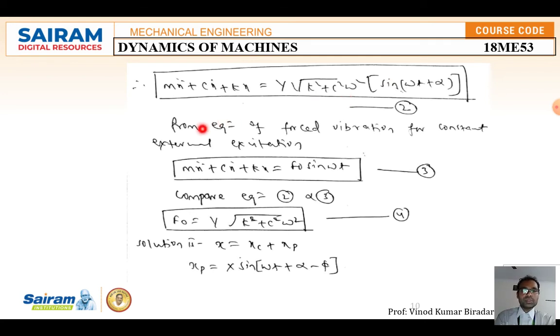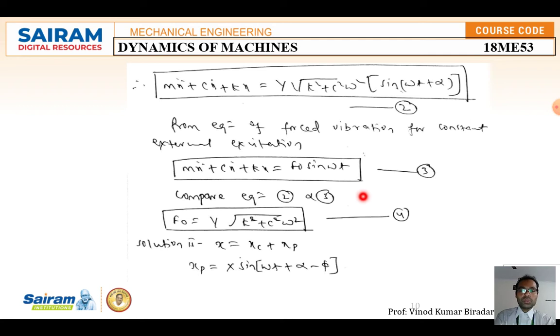Now we know the equation of forced vibration for a harmonic external excitation. This is the general equation we already studied: mx double dot plus cx dot plus kx is equal to F naught sin omega t. Give this equation number 3. Now compare equation numbers 2 and 3. In place of F naught we have Y times the square root of k square plus c square omega square. So F naught is equal to Y times the square root of k square plus c square omega square. Give this equation number 4.